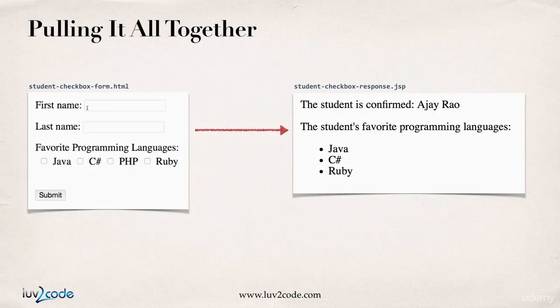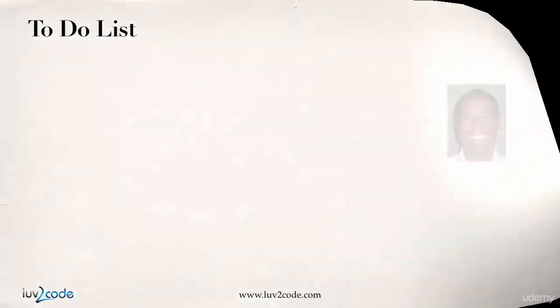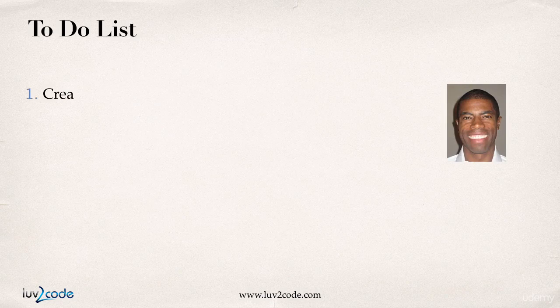All right, so let's kind of pull it all together. So for this demo or project, actually, we're going to have a student checkbox form. They can enter their information, choose multiple programming languages, hit submit. Then that'll go over to a JSP. We'll give them their confirmation information, and then we'll loop through all languages selected and then display them as an HTML list. All right. So you know how I love to-do lists.